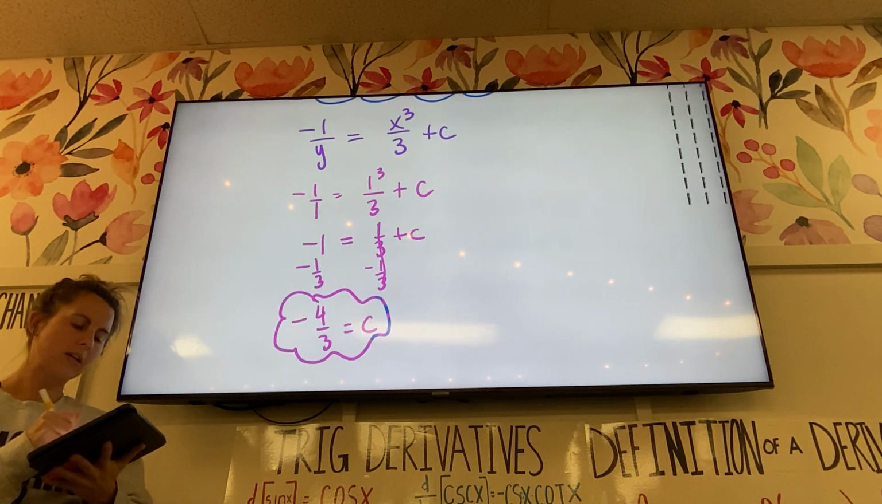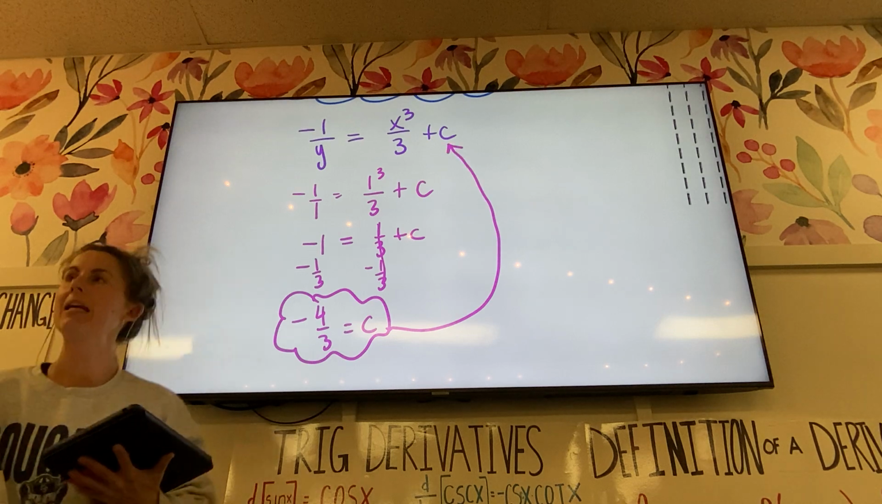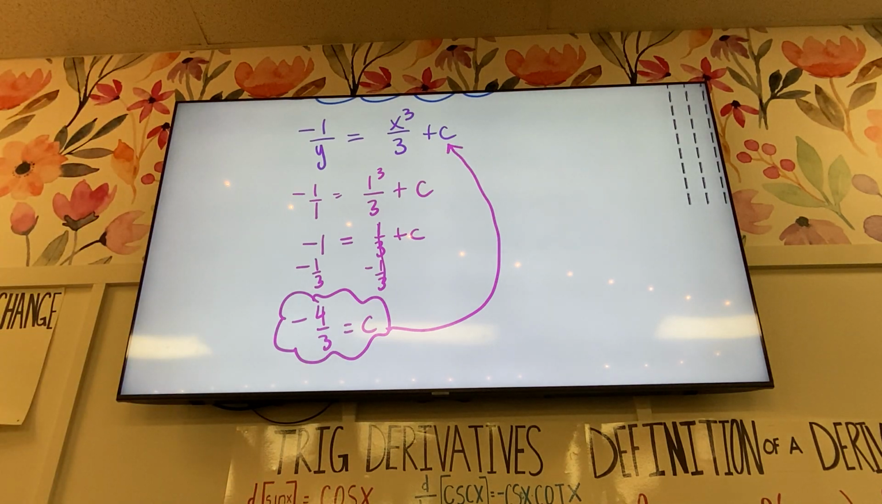And to write your answer, you're going to take that c and you have to plug it back into the c in the equation that you plugged your initial condition into.